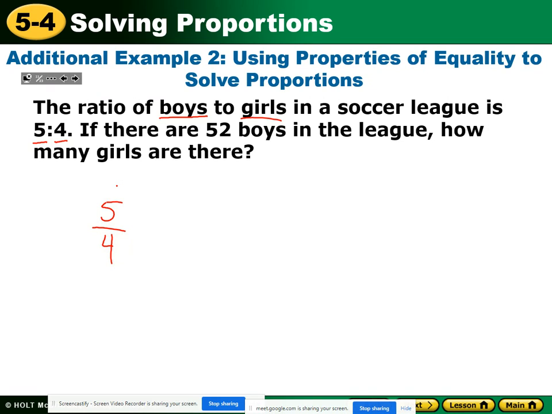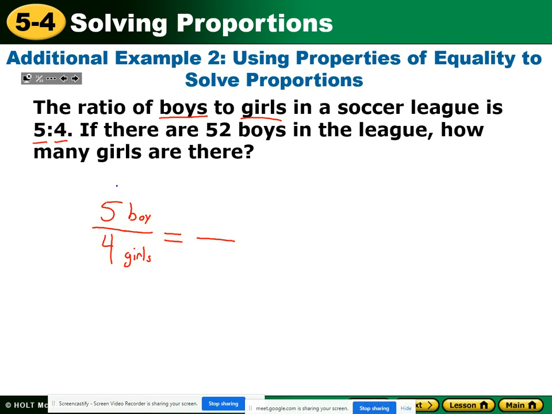All right, Christine, help him out. So 5 is the boys and 4 is girls. They always list the one that's first on top. Order is important, right? All right, so Daniel, when I come to you, if there are 52 boys in the league, how many girls are there in the league?